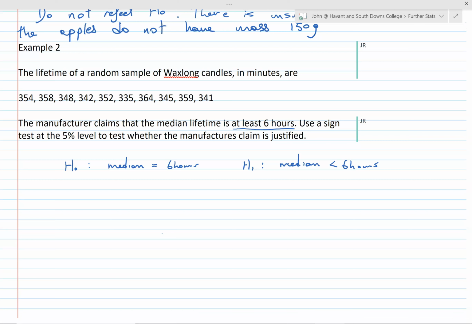I mean, what do we call a median? Do we call it 6 hours, 6.5 hours, whatever? So we take it to the equality part of that.